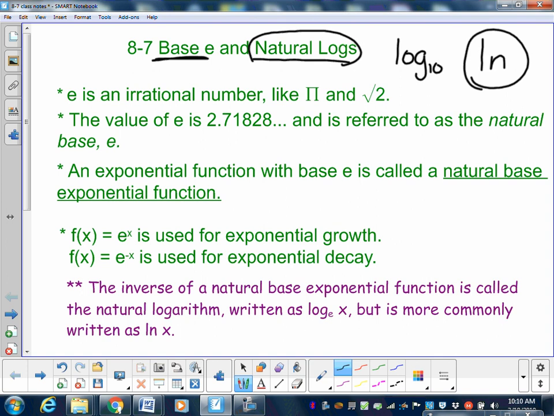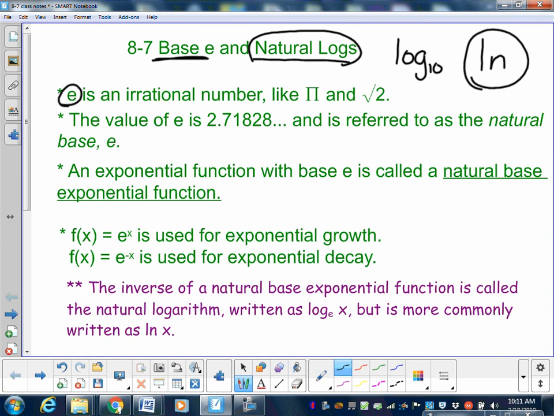Again, this is used for higher level math classes. Calculus uses this all the time. College algebra uses it all the time. Anything past calculus, they use it. So, what's ln and how do we use natural log?